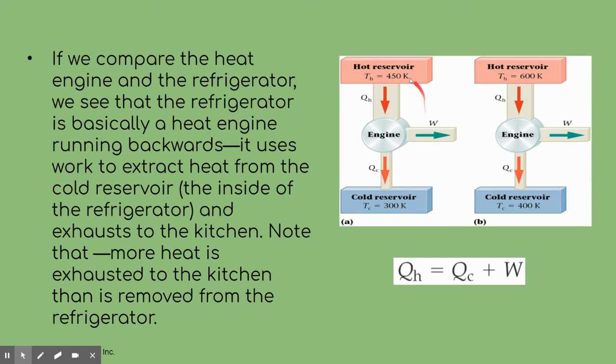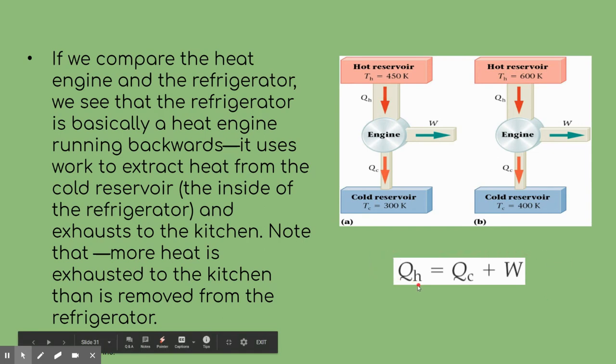It uses work, so the refrigerator uses work to remove heat from the cold reservoir. So it's taking heat away from the cold reservoir and giving off that heat. So that is why behind a refrigerator, it's going to feel warm, but inside the refrigerator, it feels cold. And an interesting fact is that refrigerators actually give off more heat to the kitchen than they remove from the inside of the refrigerator. And we can, again, just use the relationship between work and the heat to see this.